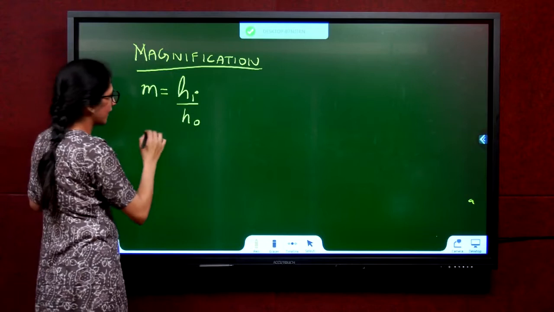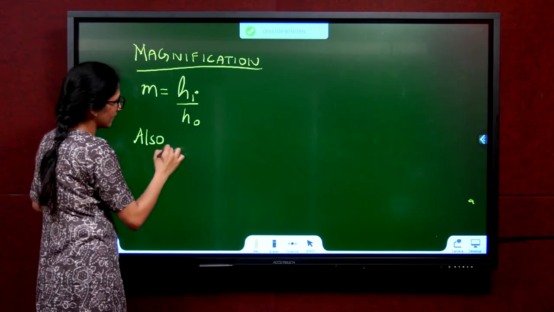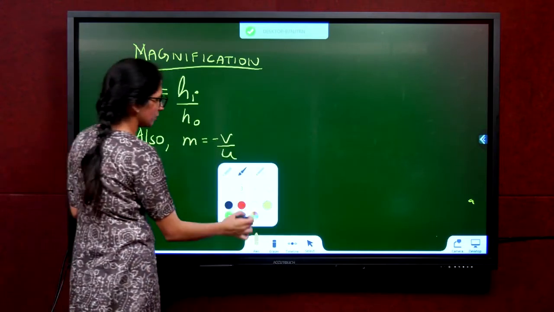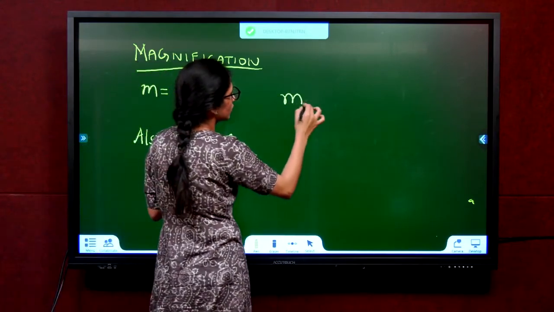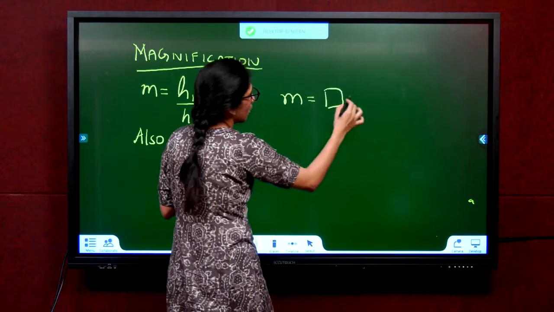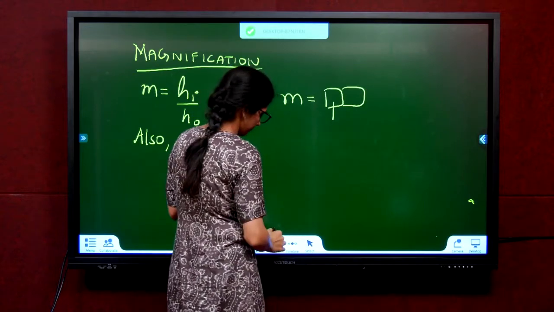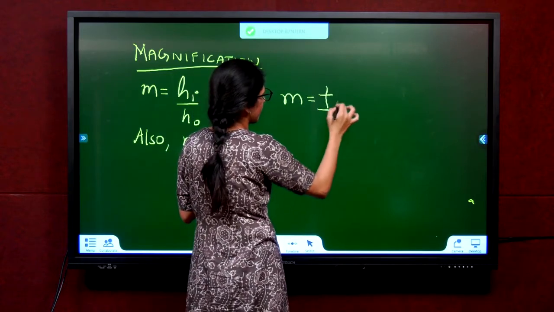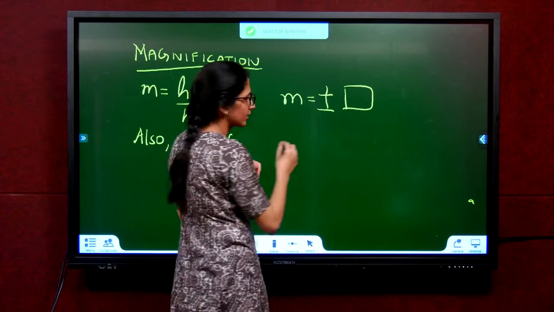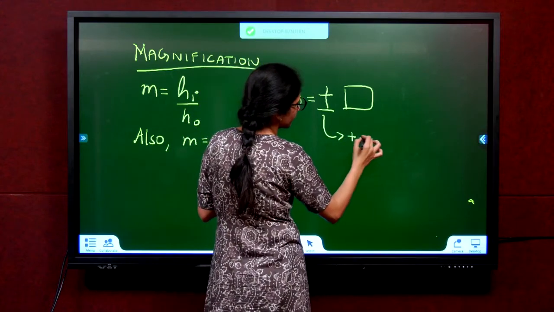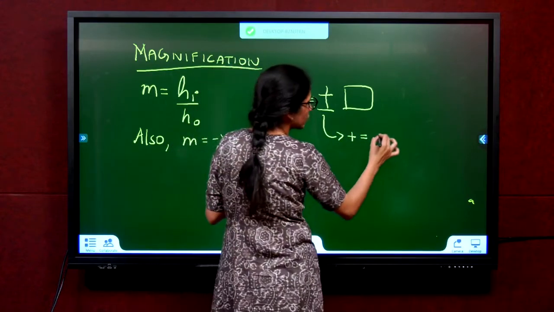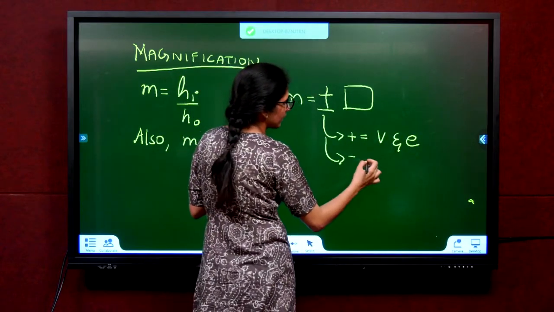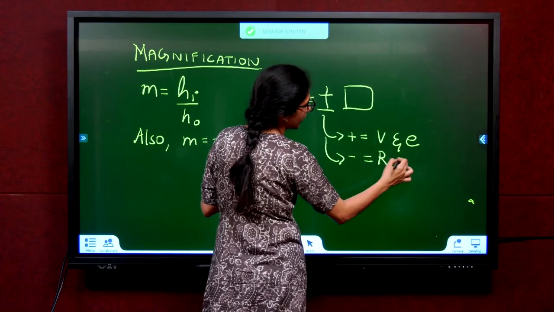Magnification definition over. Magnification is also given by M equals minus V by U. The other point that you need to note about magnification is, in magnification, you will get two things. One is the sign, positive or negative, and one is a number. If the sign is positive, it means that the image is virtual and erect. If the sign is negative, it means that the image is real and inverted.